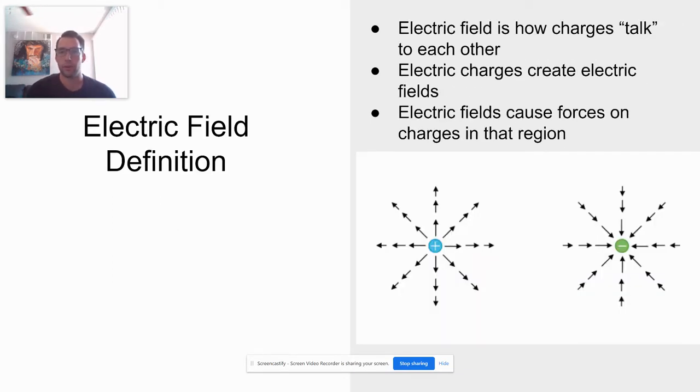Here we have our electric field around our different protons and electrons. So a proton is going to have an electric field that is radiating outward. For an electron, that electric field is going to be radiating inward towards the electron. The electric field is not a force, but it causes forces on electrons and protons that come near it.